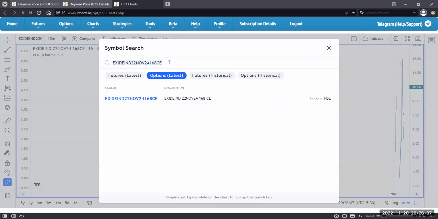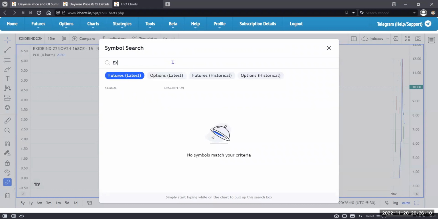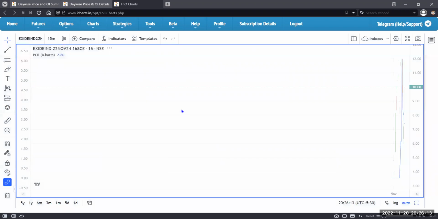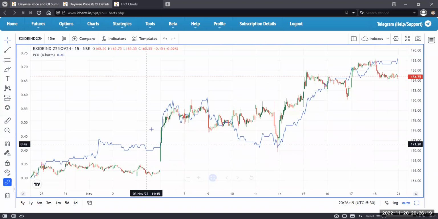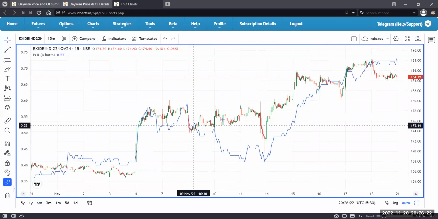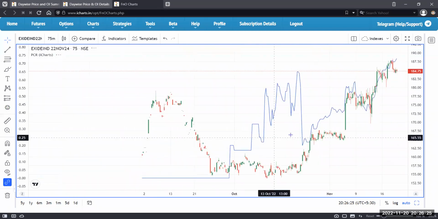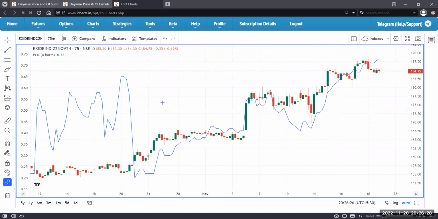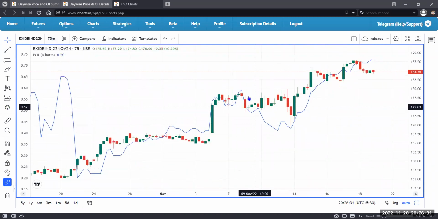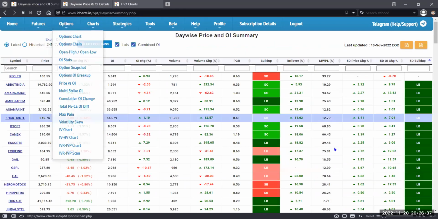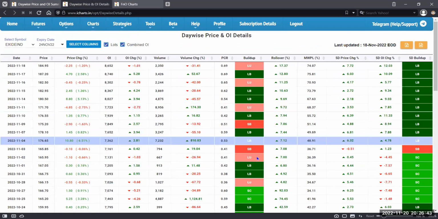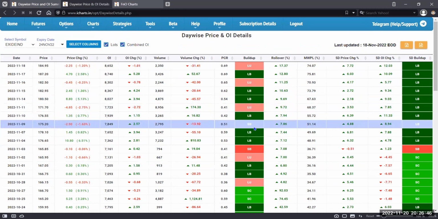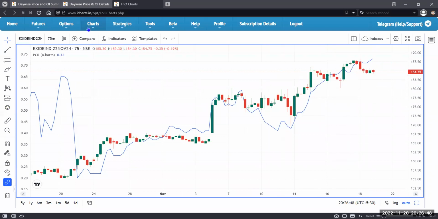So Exide futures. Yeah, so this is what Exide has been, as you see, quite bullish. You can even take a little bit longer term view just to see. Yeah, it has been bullish, and whatever these days that you see where it has gone down, it just indicates that all these bullish days, the bearish days in between, long unwinding and short buildup, these are just pullbacks. So this is what this is indicating.